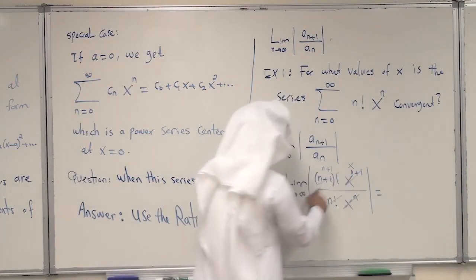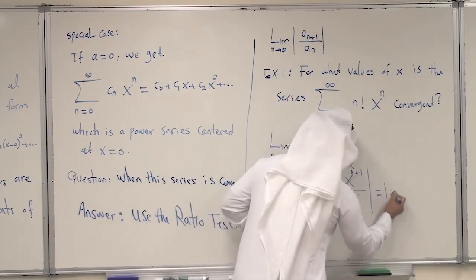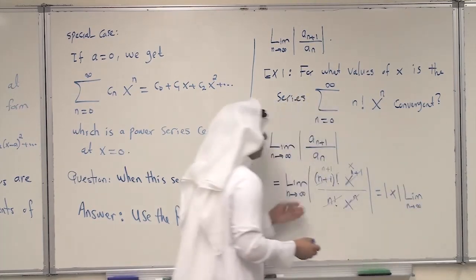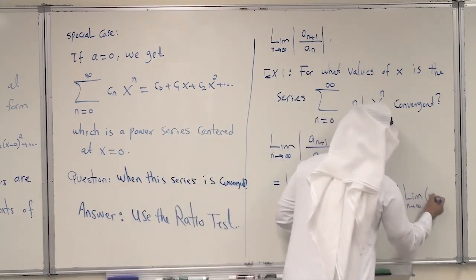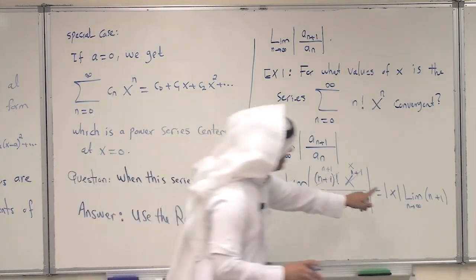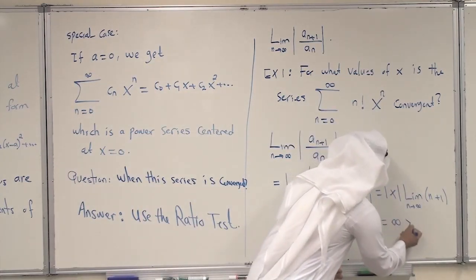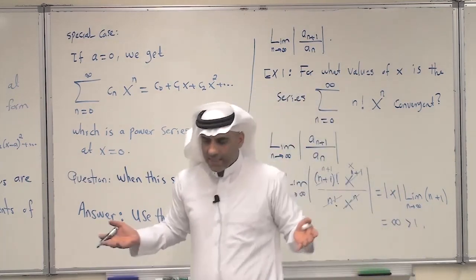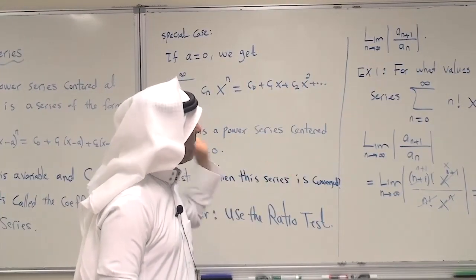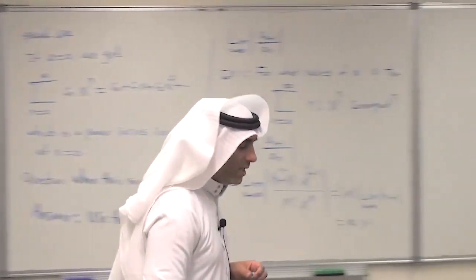Now I have x here, and as n goes to infinity, I can take it outside, so that will give me the absolute value of x times the limit as n goes to infinity of what remains, which is just n plus 1. And clearly as n goes to infinity, regardless of what x is, the value here is going to infinity. So what can we say here? Infinity is greater than 1, isn't it? The ratio test says if the limit is greater than 1, or infinity, then the series is divergent.